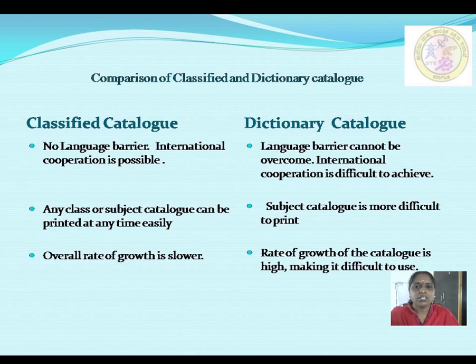Okay, the next point is printing of subject entries. Printing of subject catalog or subject entries. If a subject catalog has to be printed, in which catalog can we print easily, dictionary catalog or classified catalog? In the classified catalog, you can very quickly print a subject catalog. Right? Why? Because all the subject catalogs are arranged in one place. There is no scattering.